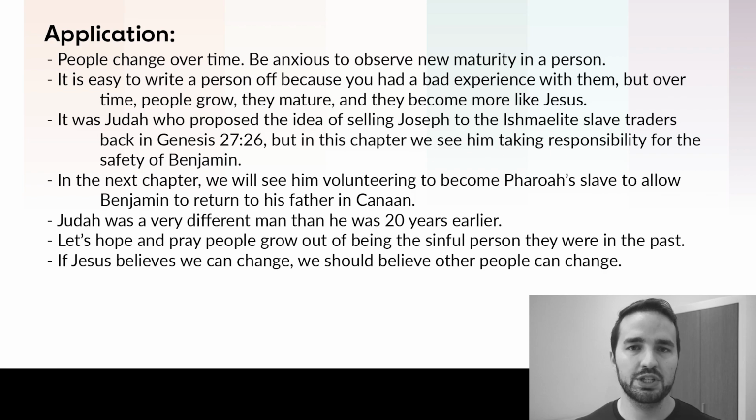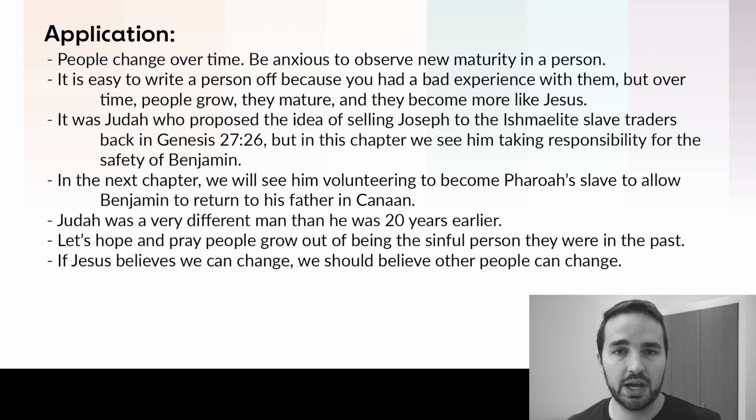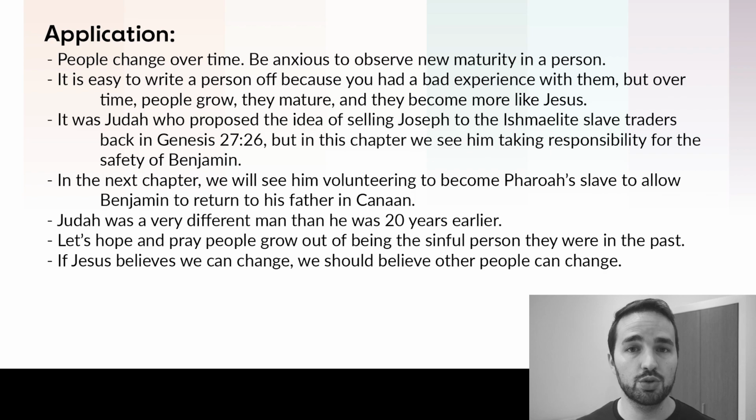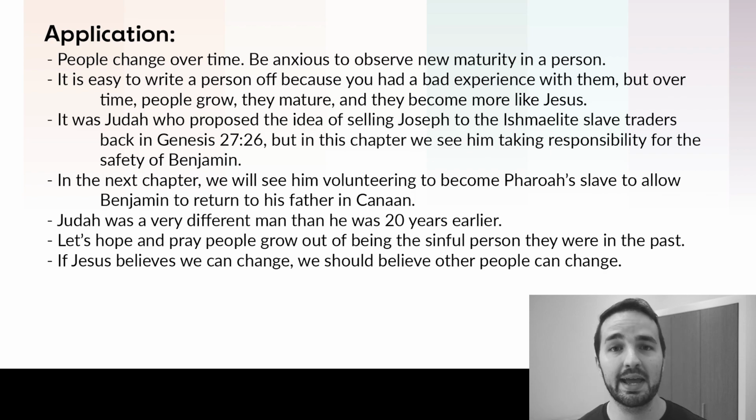And one individual who we see this in a little bit in this chapter, but we're definitely going to see it in the next chapter, is Judah. If you remember back in Genesis 37, it was actually Judah who proposed that the brothers sell Joseph to the Ishmaelite caravan as they passed by. So it was Judah who said, hey, let's sell him as a slave. Let's not kill him. Let's at least get a little bit of money out of our brother so he's worth something to us in doing this.